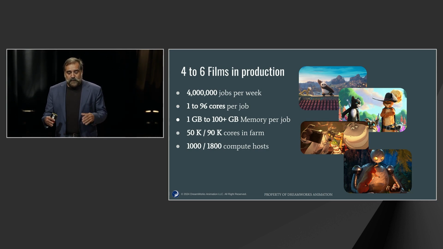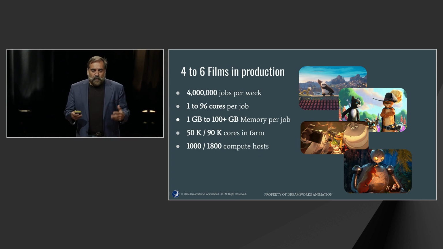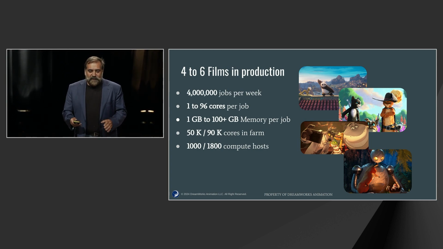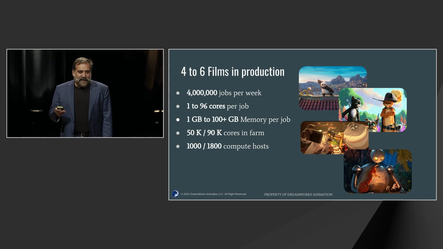So to do that, we have a render farm. It's roughly 50,000 cores in capacity during the day, and then at night it bumps up to 90,000 cores as all the workstations come online and join the pool. That all ends up being between 1,000 and 1,800 compute hosts, between night and day. So hopefully that qualifies as a massive workload that we have to orchestrate. And how do we do that?